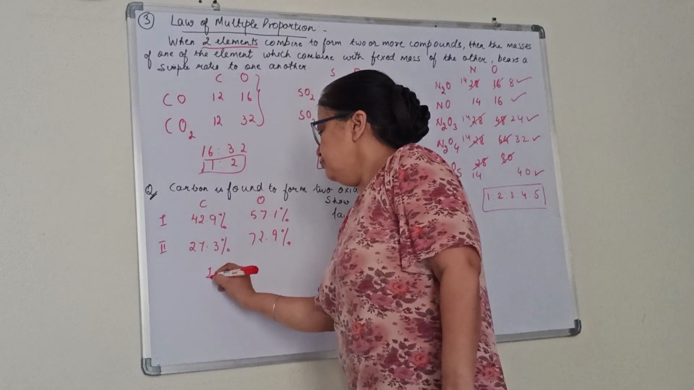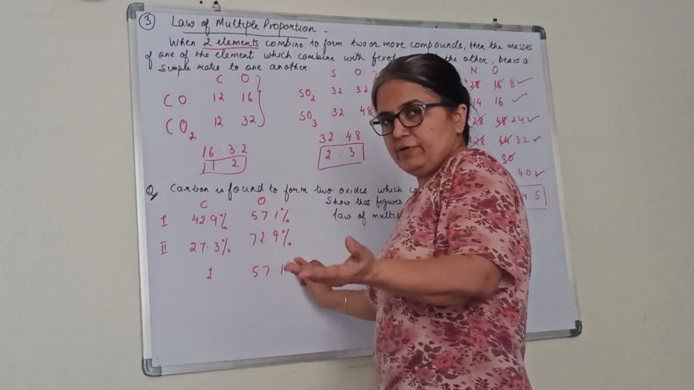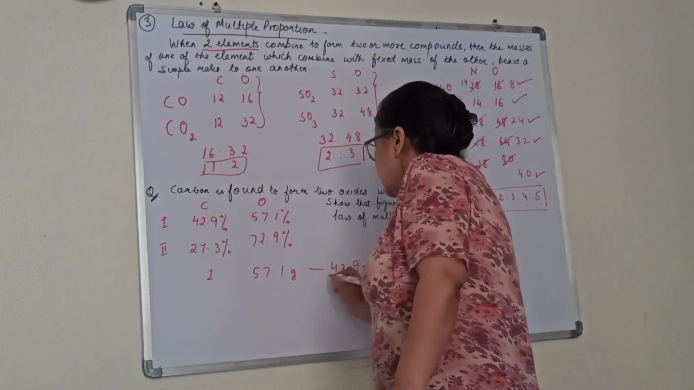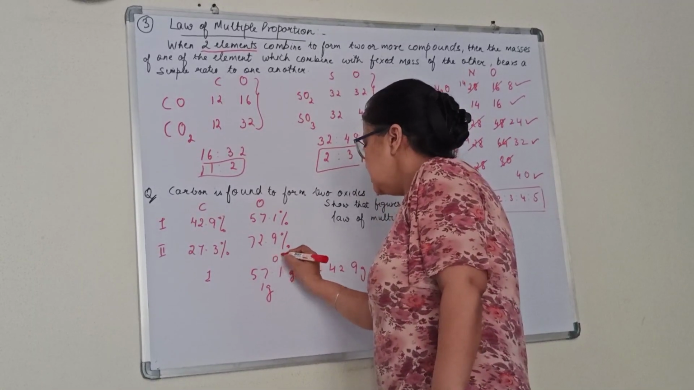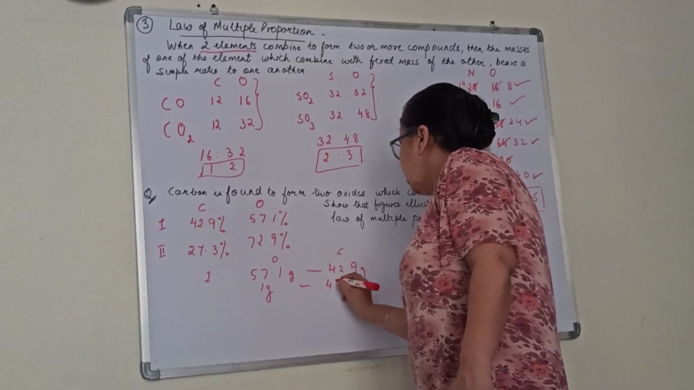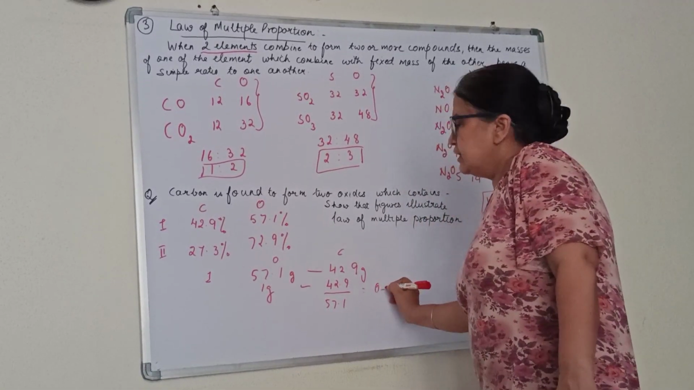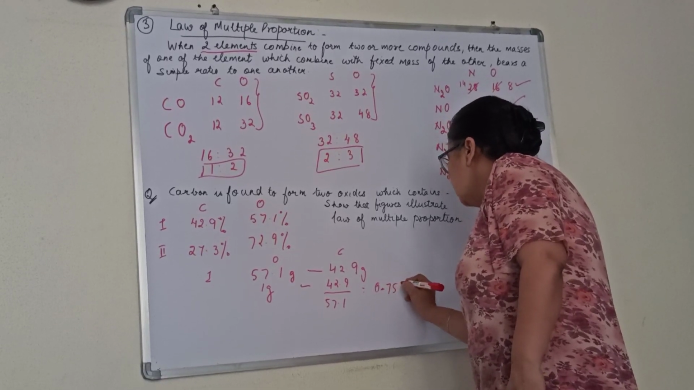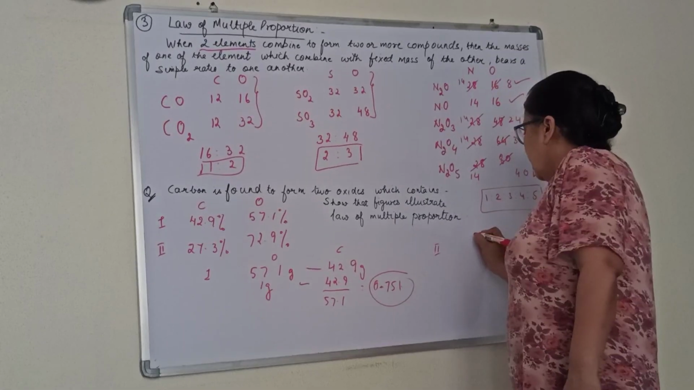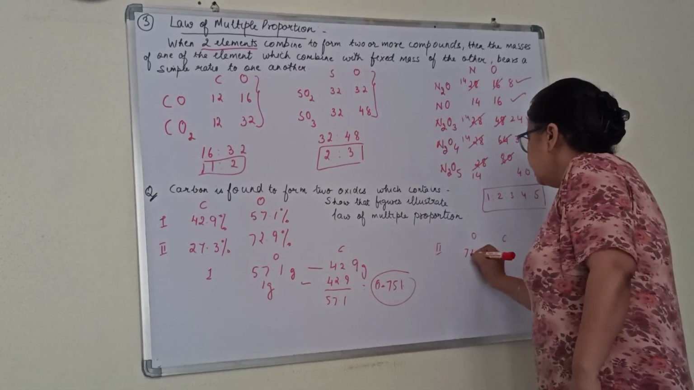See, in the first oxide, what is the amount here? 57.1 grams of carbon is reacting with 42.9 grams of oxygen. Therefore, if I am taking 1 gram of carbon, the oxygen will be 42.9 divided by 57.1. You get the answer here as 0.751. This you are getting in the first oxide. Let's see the second oxide. How much oxygen and carbon? Oxygen we have written here in the second oxide is 72.9.